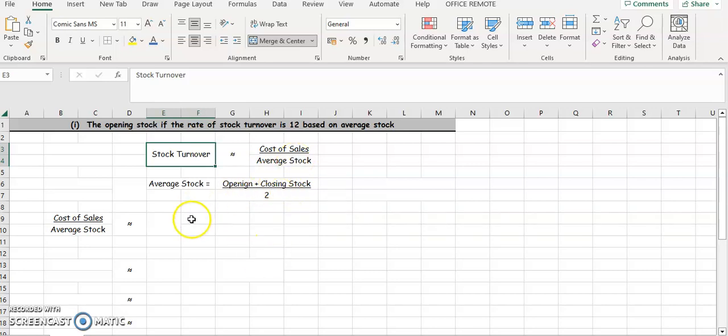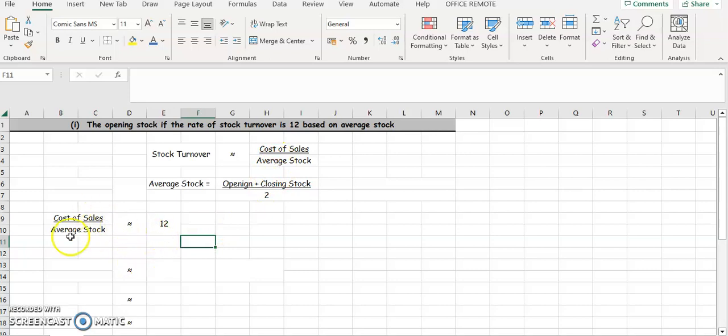So what do I mean by that? It tells in the question that the opening stock if the rate of stock turnover is equal to 12. So stock turnover is equal to cost of sales divided by average stock. So your cost of sales divided by average stock is equal to 12. So that's given to us in the question.